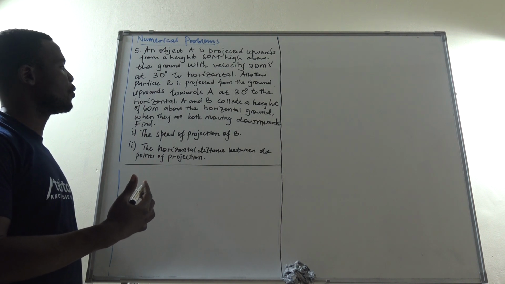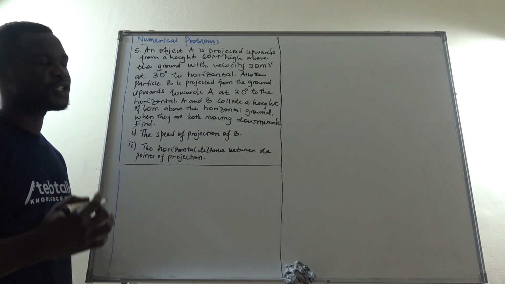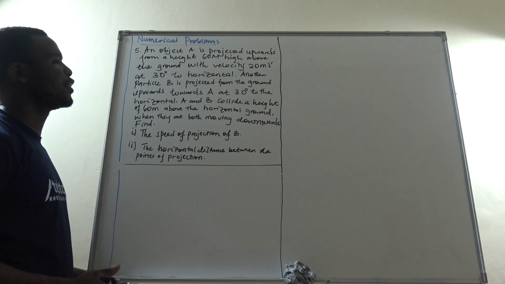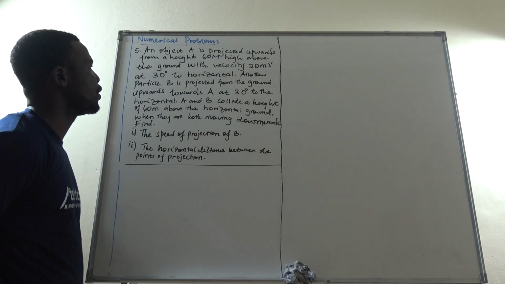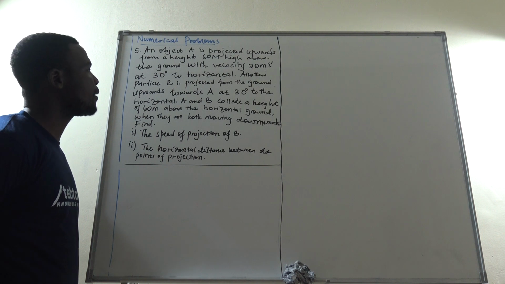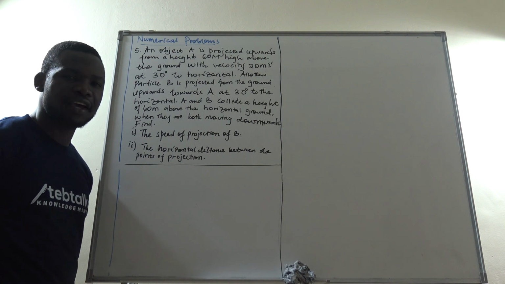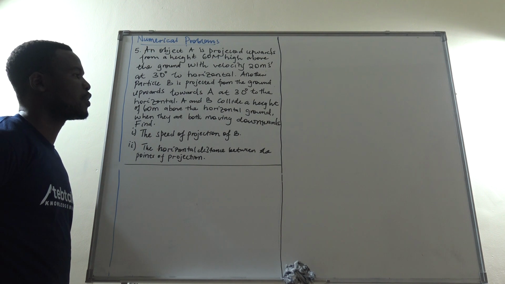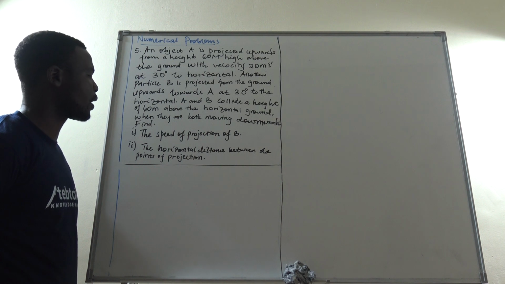In this video, we are going to answer a numerical problem on projectile motion. The question says that an object A is projected upwards from a height of 60 meters above the ground with a velocity of 20 meters per second at 30 degrees to the horizontal. Another particle B is projected from the ground upwards towards A at 30 degrees to the horizontal. A and B collide at a height of 60 meters above the horizontal ground.